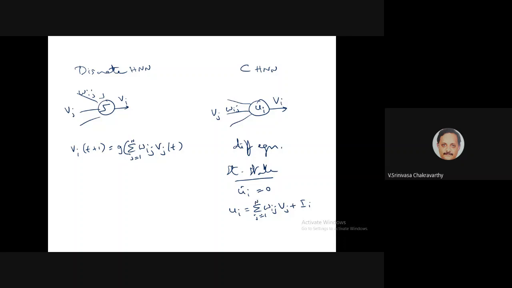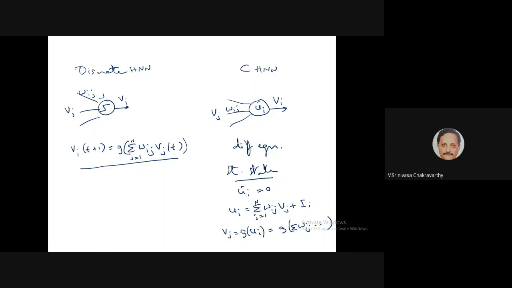Right? And at that point, Vj is given by tanh of this, so g of ui. So Vj is equal to g of ui, which is equal to g of sigma wij, etc. So that is pretty much like this, right? At steady state, since Vt plus 1 is equal to Vt, you'll have the same vector on the left and right sides. That's the equation you will have at steady state in the case of the discrete Hopfield network.